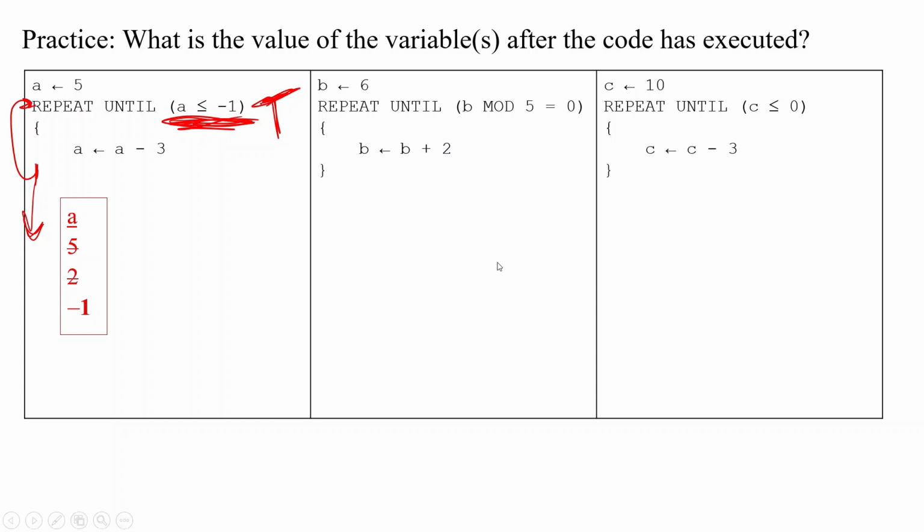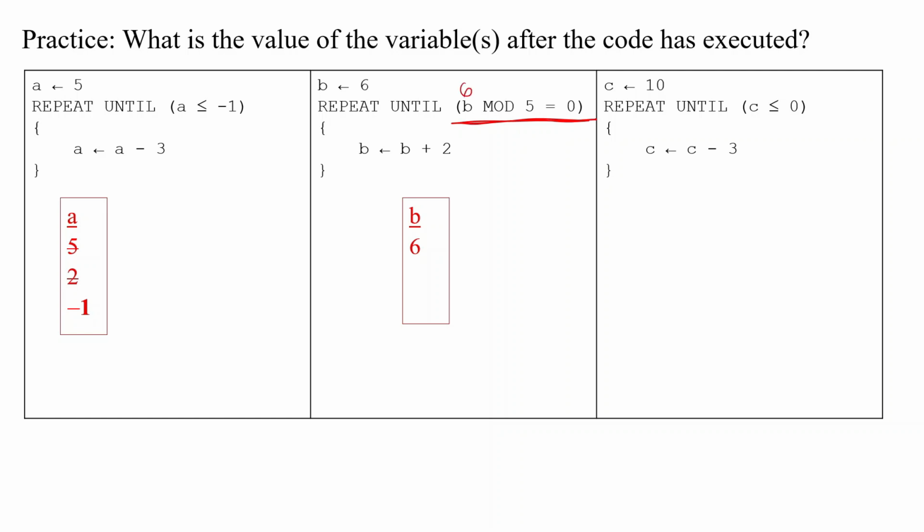Let's check B. B starts off as 6, and I repeat until B mod 5 equals 0. Right now, B is 6. 6 mod 5 gives me 1. So this is a false statement, which means I need to run this line of code, which adds 2 to the value of B. So B becomes 8. Then I check this condition again. Is 8 mod 5 equal to 0? Nope, that's false. 8 mod 5 is 3.